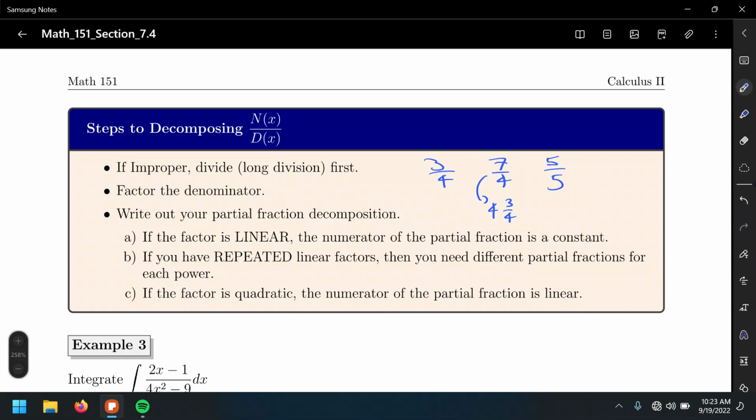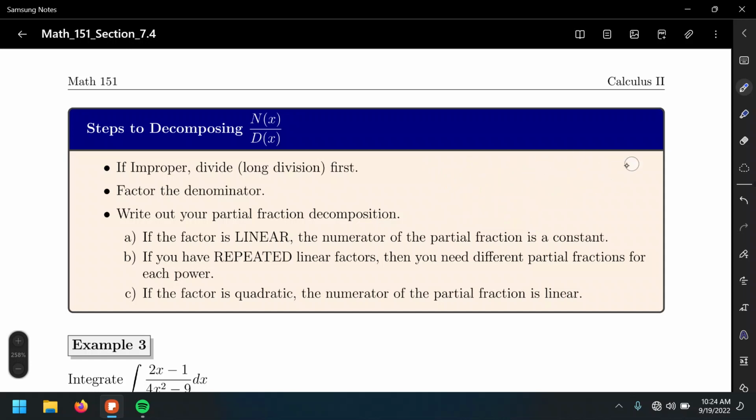What about 5 over 5? Proper or improper? It's also improper, right? It's improper, and in fact it's an integer. It's a whole number, but what we call it is an improper fraction. Well, what does that have to do with polynomials? Because we're not going to integrate numerical fractions, of course.